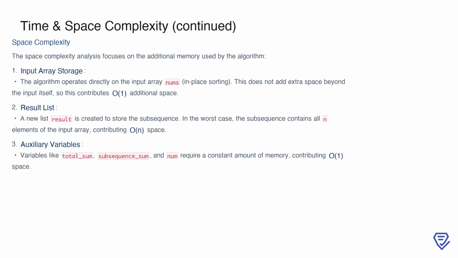Next, we create a new list called result to store the subsequence. In the worst case, this list could contain all n elements from the input array, which contributes O(n) to the space complexity. Additionally, we use a few auxiliary variables, such as total_sum, subsequence_sum, and number, to hold intermediate values during computation. These variables require a constant amount of memory, contributing O(1) to the space complexity. Therefore, the overall space complexity of the algorithm is dominated by the result list, making it O(n).